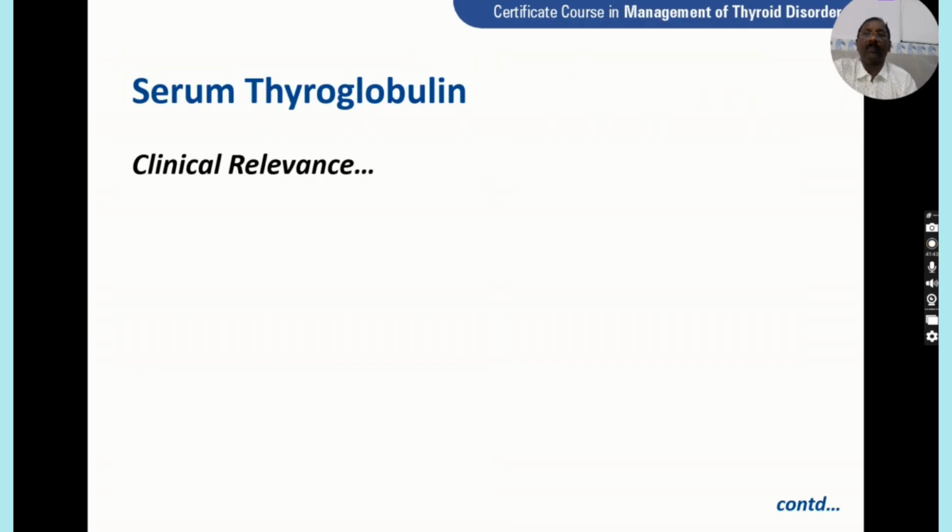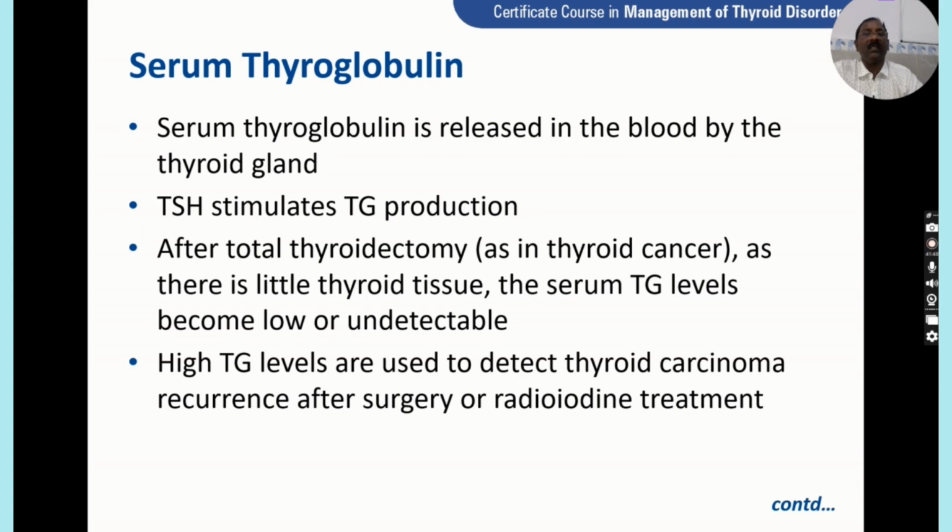Serum thyroglobulin, clinical relevance. It is released into the blood by the thyroid gland. You know that from the colloid, you will have the thyroglobulin. TSH stimulates thyroglobulin production. After a total thyroidectomy, as in thyroid cancer, as there is little thyroid tissue, the serum thyroglobulin levels become low or undetectable because there is no thyroid tissue after your thyroidectomy. So no thyroid tissue means no thyroglobulin to release.